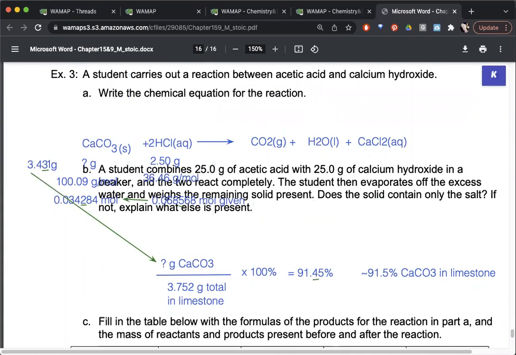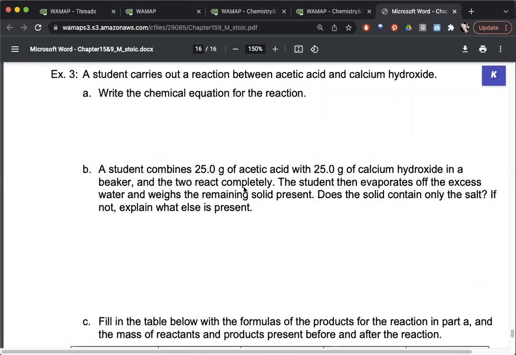One more. This is going to be another one from that section. Acetic acid. What's acetic acid? Do you know that formula? And calcium hydroxide. Write the chemical equation. Then we've got masses again. Phooey, I want molarities and volumes.